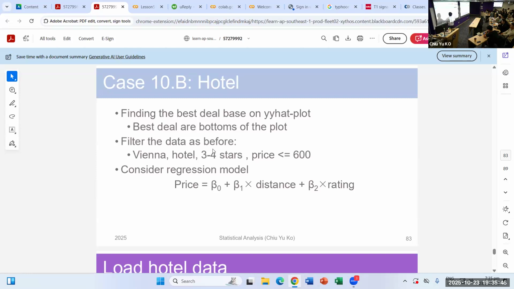So we run the regression, and now we run a better model, the price, not just distance, and also the rating, because we don't want to just look at the cheapest price based on a 1-star hotel, 2-star hotel, right? Based on the rating as well. So of course you can add more, but just focus on this.